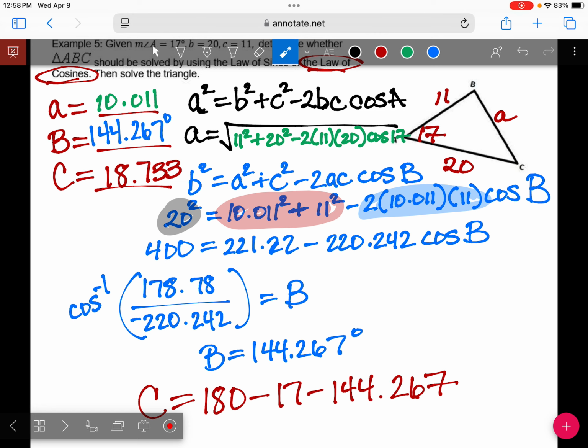And then lastly, you could do law of cosines again to find big C. However, the easier way to do it would be to use the triangle sum theorem. Take 180 minus 17 minus 144.267, and that would be my third angle.